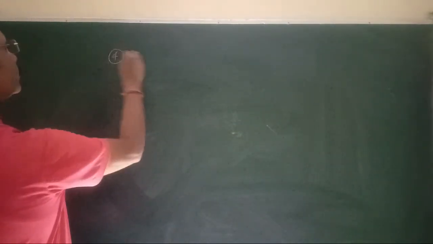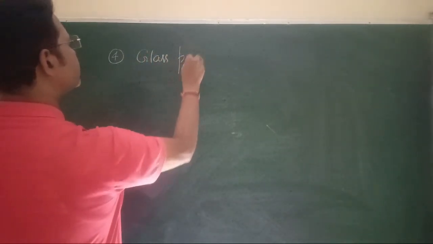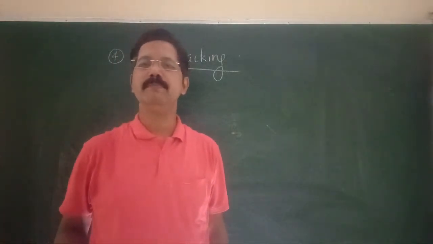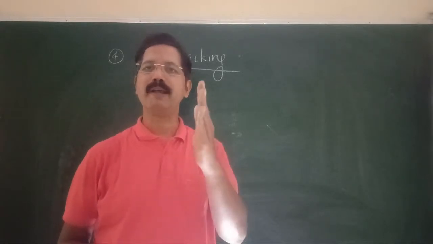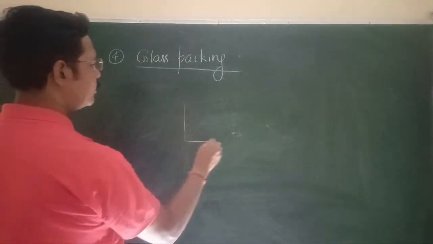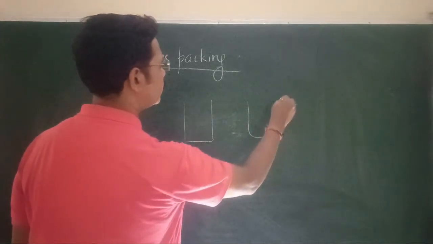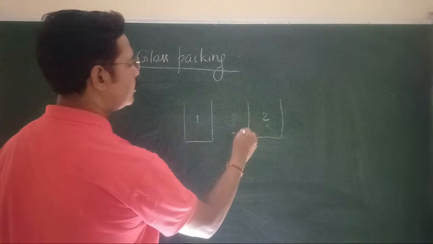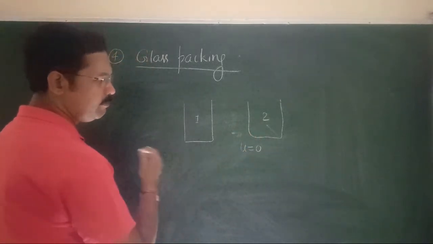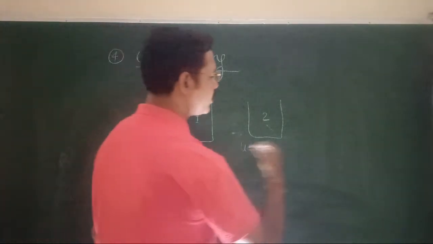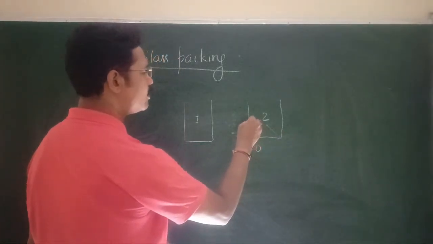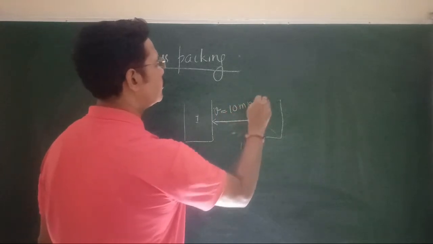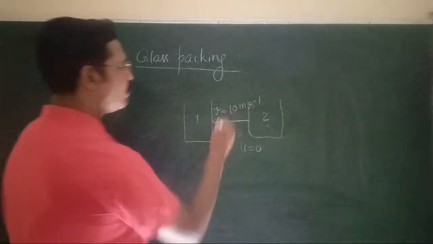Again, glass packing. You have purchased many glasses and you have found that the glasses are packed with paper. Suppose there is glass 1 and glass 2, with no velocity, initial velocity u. When the carrying truck moves forward, then this glass goes to this point and its velocity becomes 10 meter per second from zero.